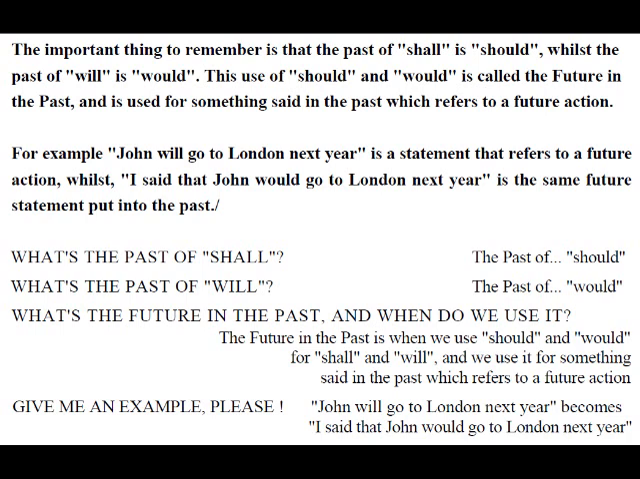What's the past of shall? The past of shall is should. What's the past of will? The past of will is would. What's the future in the past, and when do we use it? The future in the past is when we use should and would for shall and will, and we use it for something said in the past which refers to a future action. Give me an example, please. John will go to London next year becomes, I said that John would go to London next year.